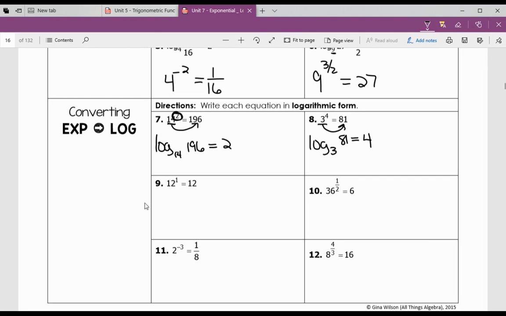All right. So what about number 9? Log base 12 of equals 1. All right. What about number 10?